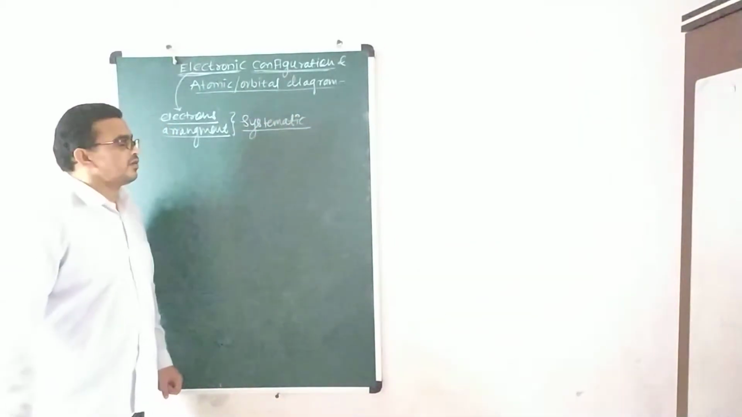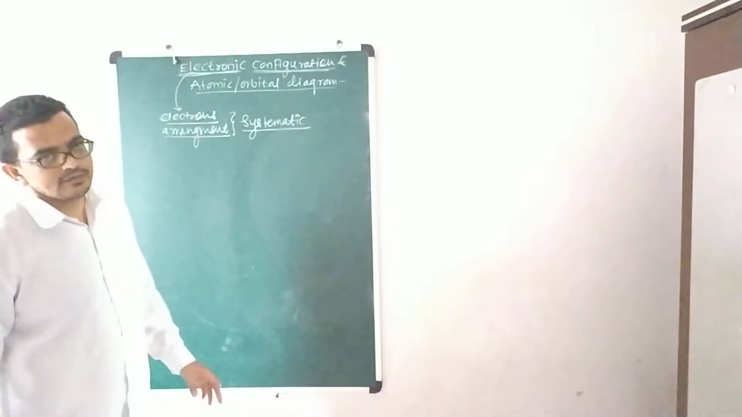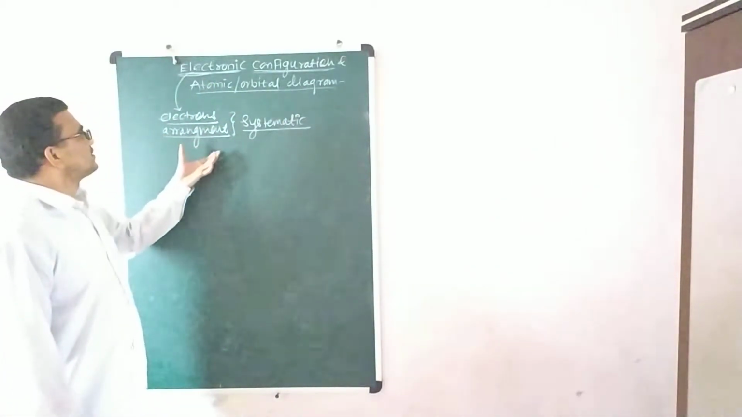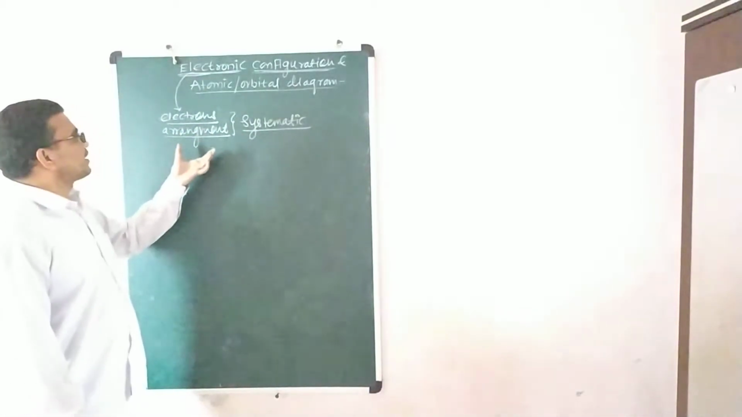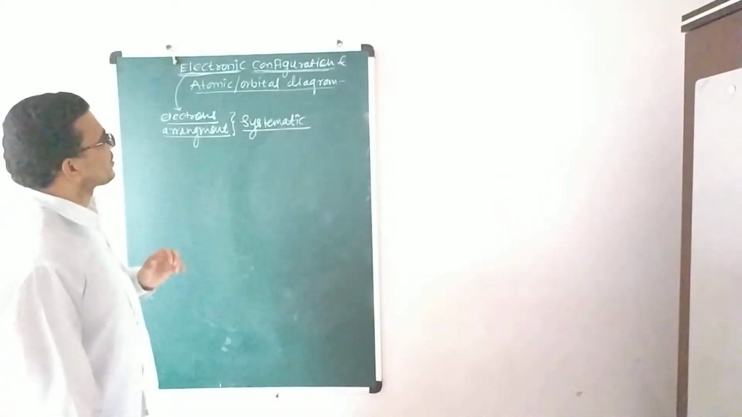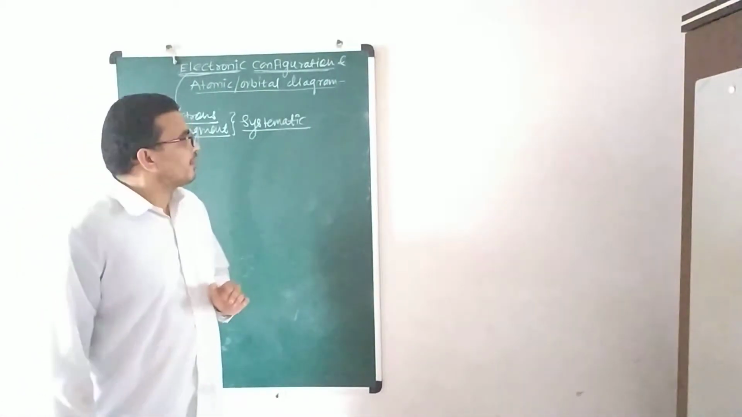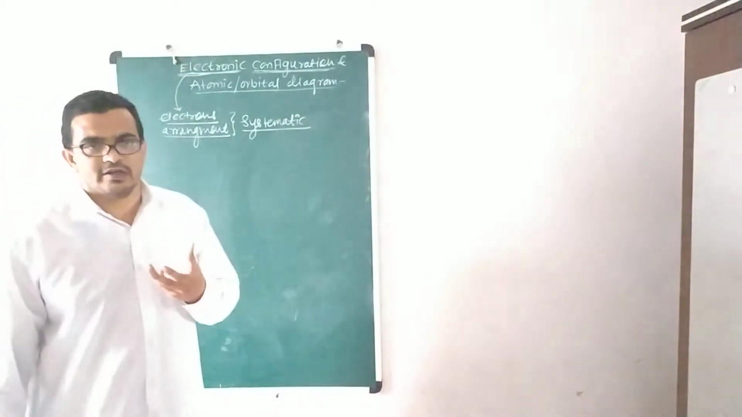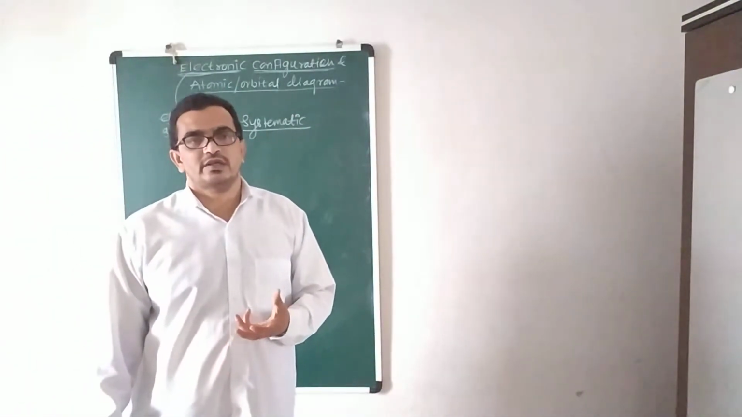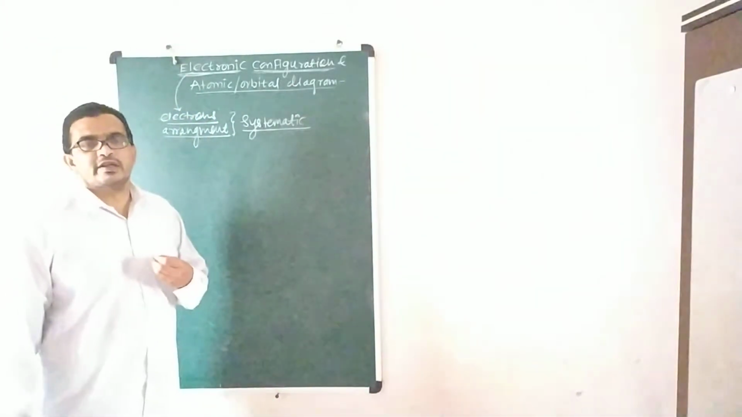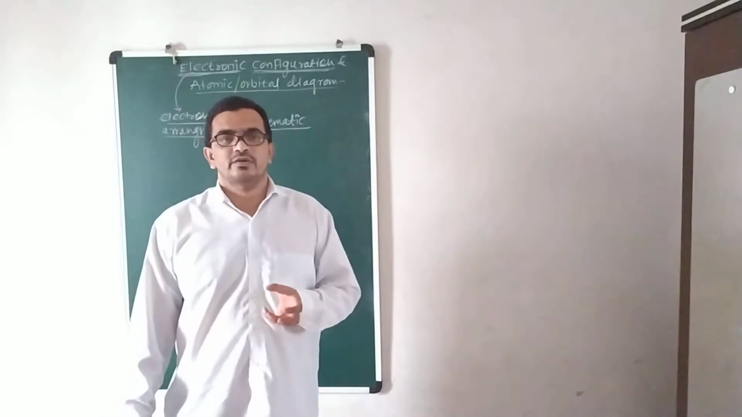This is very important. What is the electronic configuration? Electronic configuration is the concept in which the electrons are arranged in a systematic way. Understand? Now, how the electrons arrange in the systematic way, that also we are going to understand. The electrons arrange in the systematic way by different rules.